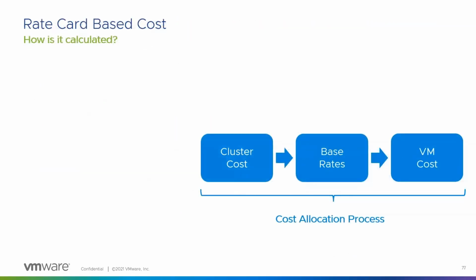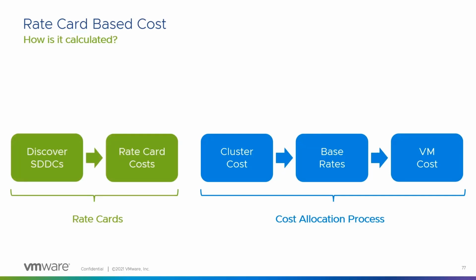So how does that fit into the VM cost calculation? So you see on the right, we still have the same process. We have the cluster cost, base rates going to the VM cost. And then now what we do is we add in our rate card on the left. So we find our SDDCs, we look up our rate cards, and then from there, that feeds into our cluster cost. So we've connected the gaps again here. Now, basically, we derive our cluster cost from the rate cards, and then the same process works from the cluster on down to do the allocation of the cost.